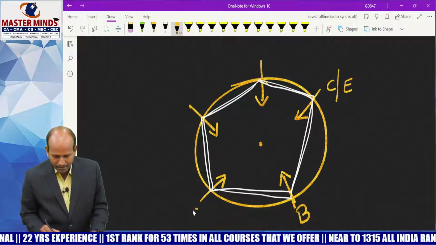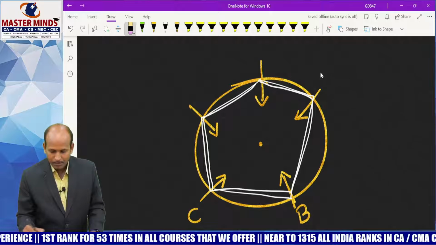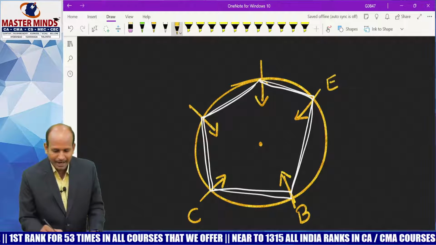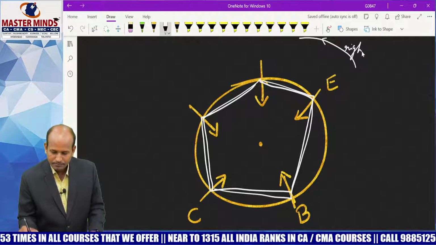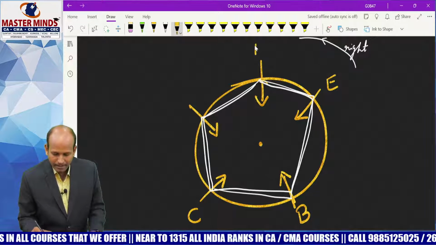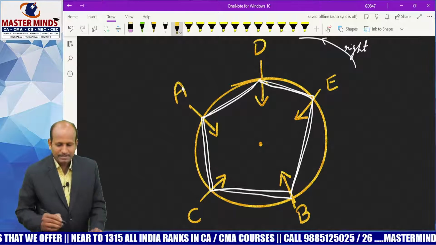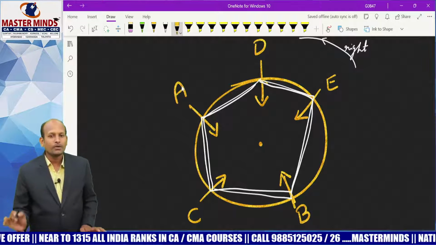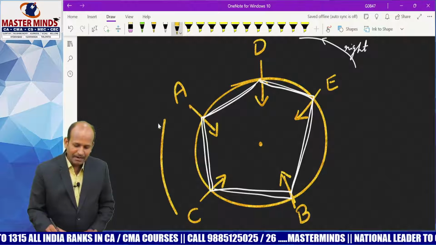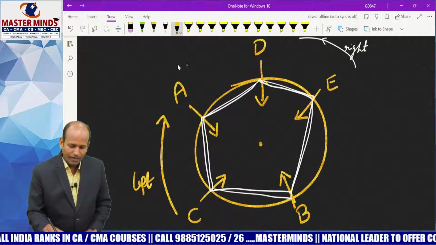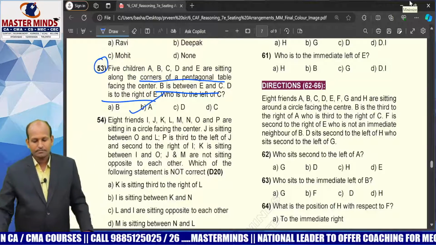So let me make it a position of C. Now make it a position of E. So now E's right side, there is a letter D. Out of A, B, C, D, E, the remaining letter is A. So, simple question: who sits to the left of C? So now C's left side, we have a letter A. So then your answer is option B.